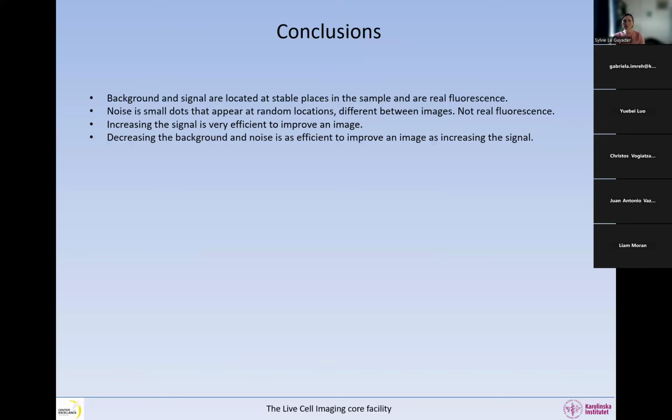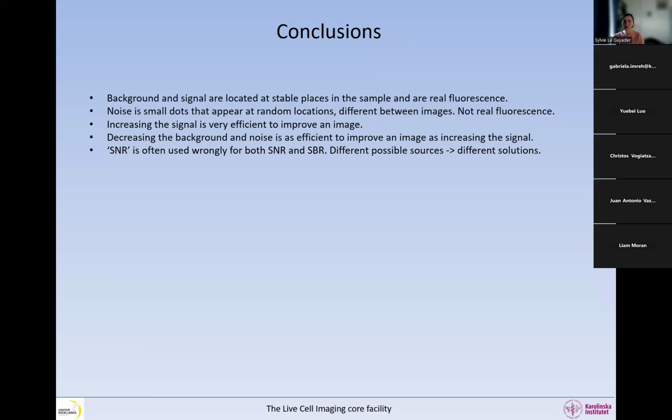Decreasing the background and the noise is a very efficient way to improve an image. It is as efficient as increasing the signal. So you can work both ways: increase the signal, but also decrease the background and the noise. The signal to noise ratio is often wrongly used for both signal to noise and signal to background ratio. This is a very common mistake.